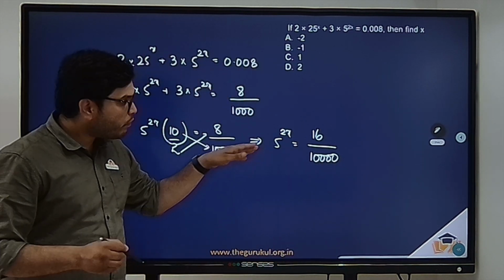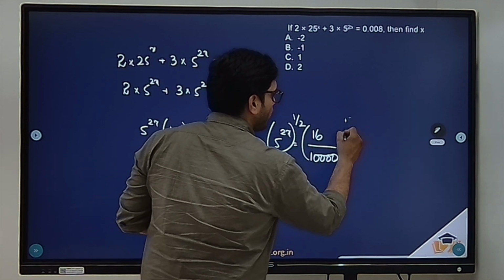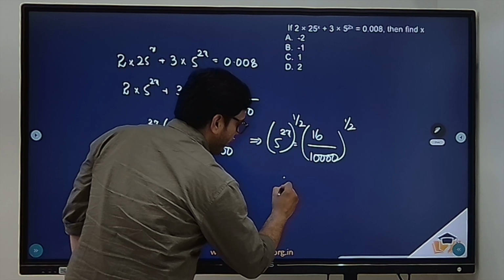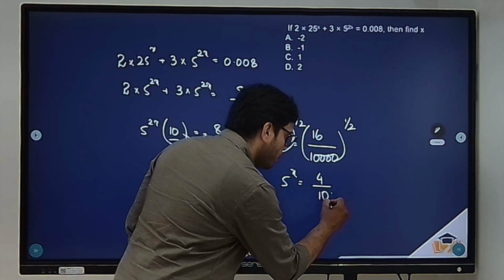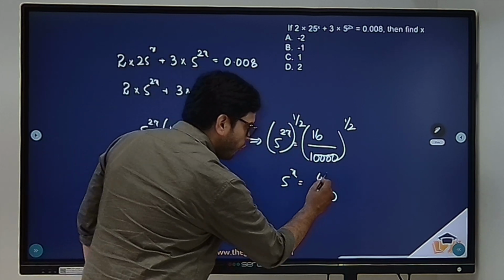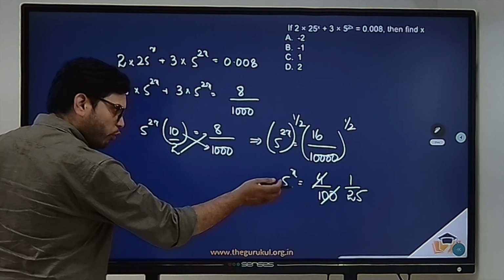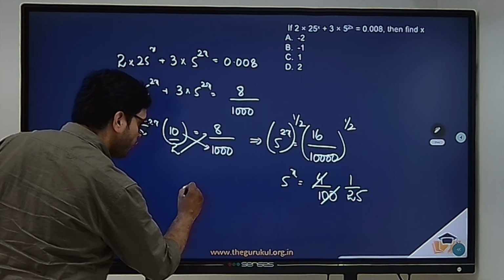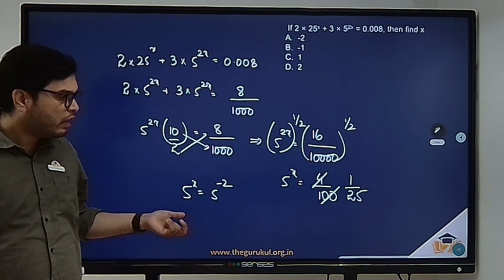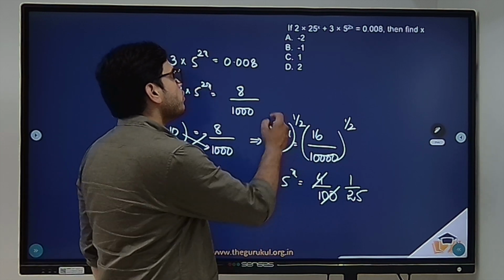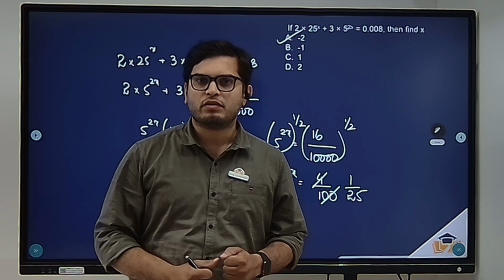Now let me apply square root to both the sides. Power 1 by 2. Right. So 5 power x is equal to 4 by 100. So for 25 is 100. So this is 1 by 25. Now 1 by 25 can also be written as 5 power x is equal to 5 power minus 2. Since the bases are equal, exponents must also be equal. So the value of x has to be minus 2. Hence option A should be the answer for this question.